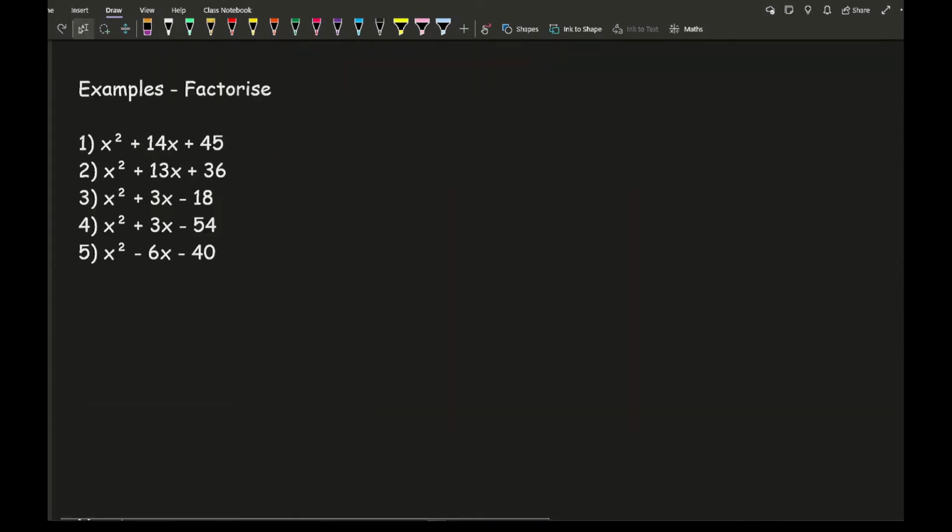So let's have a look at these examples without using a grid or a sort of tiles. So looking at question 1, I've got x squared plus 14x plus 45. So what I want to do is try and think of two numbers that multiply to give you 45 but added together to give you positive 14. Now with these, it is important that you include the signs, because obviously we will slowly move on to negative numbers.